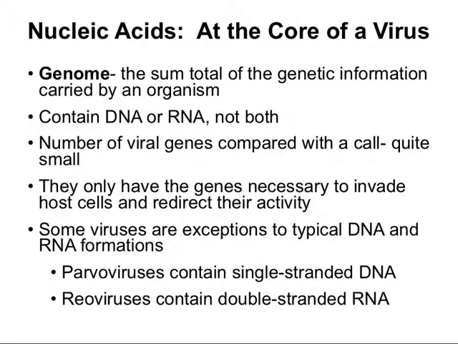Of course, the number is very varied. For example, hepatitis C has only about 4 genes, as compared with the herpes virus that has hundreds. But this isn't many at all when you consider bacterial cells like E. coli have upwards of 4,000 genes in their genome. This is because the virus only needs genes necessary to invade the host cells and redirect their activities.